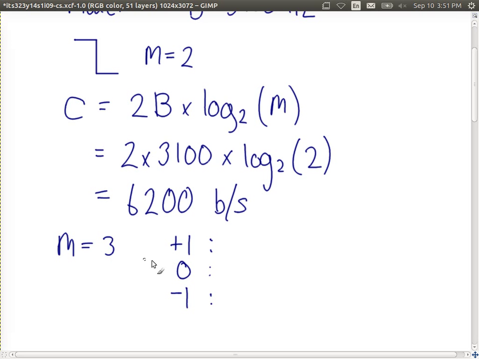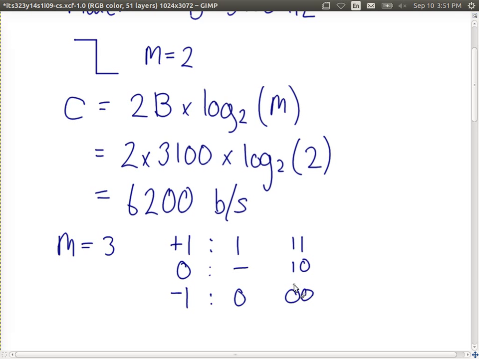So maybe don't write this one down because it's wrong, but if we said 3 levels, say 3 magnitudes, plus 1, 0, and minus 1, well, we could have plus 1 represent bit 1, minus 1 represent bit 0. Well, we don't need the third level in that case. It's a waste. What about plus 1 represents 1, 1, minus 1 represents 0, 0, 0 represents what? I don't know, 1, 0.